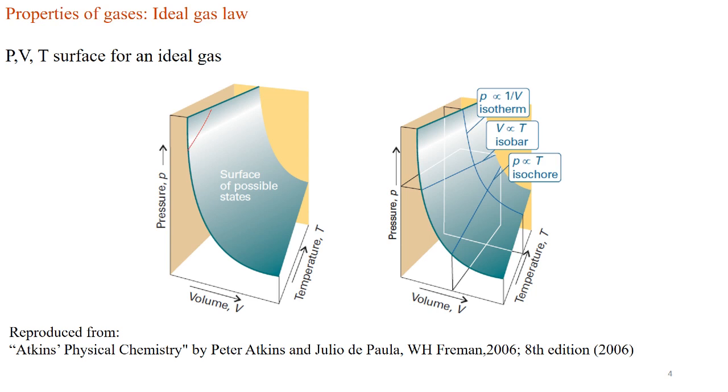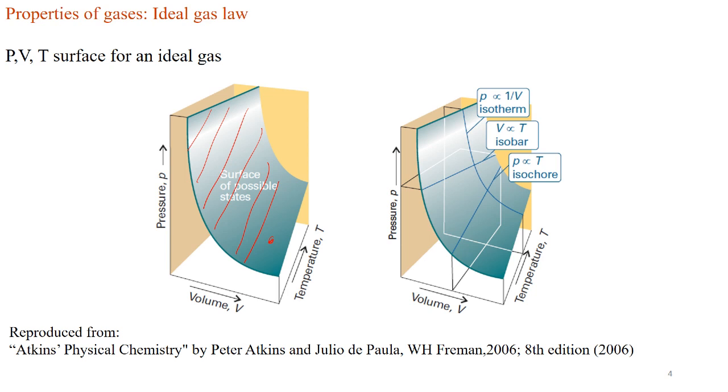Now any point on this surface represents or satisfies the equation of state, which is the ideal gas law. If a point lies outside this surface, that point does not represent a state of a system which obeys the ideal gas law. Now the interesting thing is that if you have this surface, you can readily deduce Boyle's law or Charles's law.